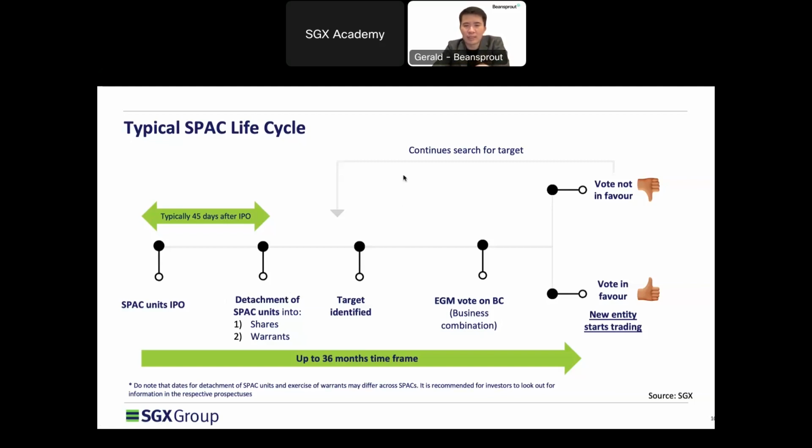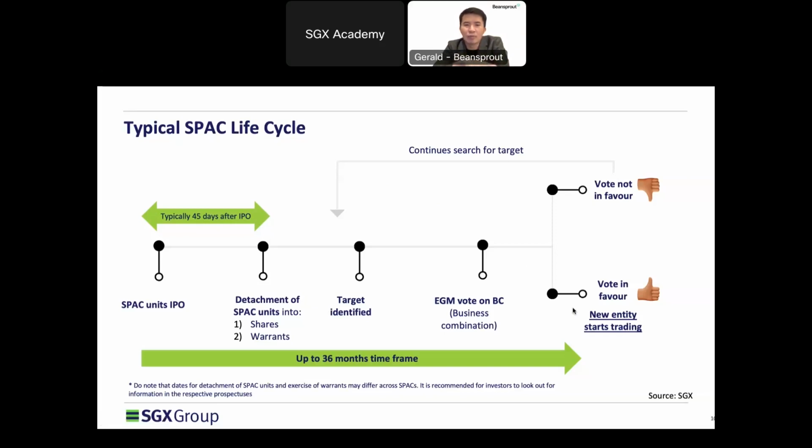Thereafter, they will identify a target. When that is done, they'll make an announcement that they have identified this target and will need the vote of the shareholders to approve the business combination. After the circular is sent out, an extraordinary general meeting will be held as to whether they want to approve this acquisition or not. If the shareholders vote in favor, then the combination takes place.